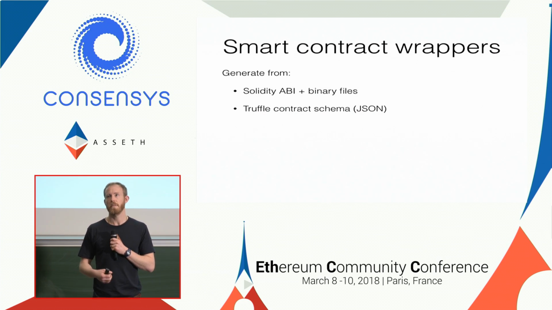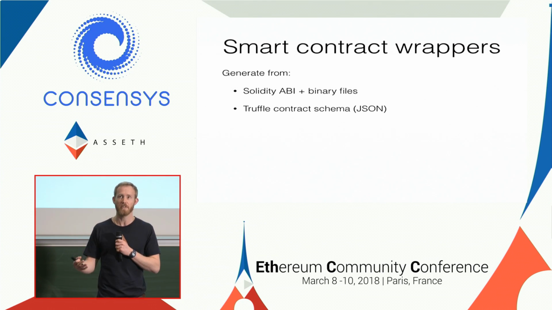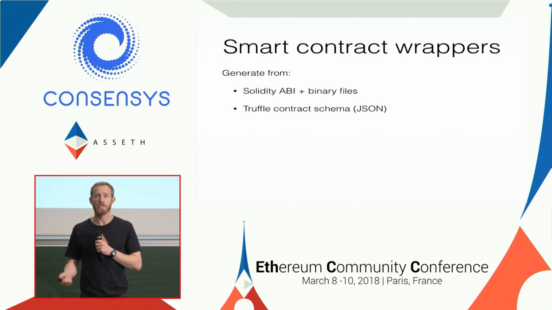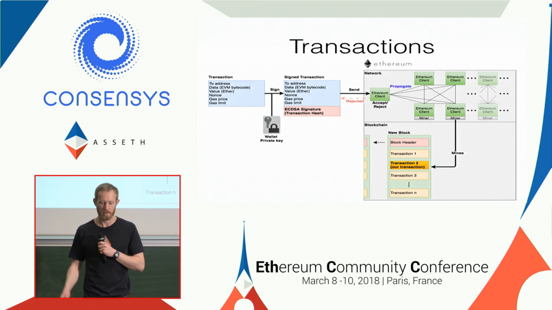And so with Solidity, once you compile the Solidity files, as you no doubt know, you get your ABI files, you get your binary files. The binary files are the EVM instructions that need to be executed to push the smart contract onto the EVM. And then the ABI files are your sort of point references to methods on the smart contracts. You can also, as I mentioned earlier on, work with Truffle schema files as well. So if you're using Truffle, it's a very similar process. And so then you get your Java code to deploy, call, and transact with smart contracts.